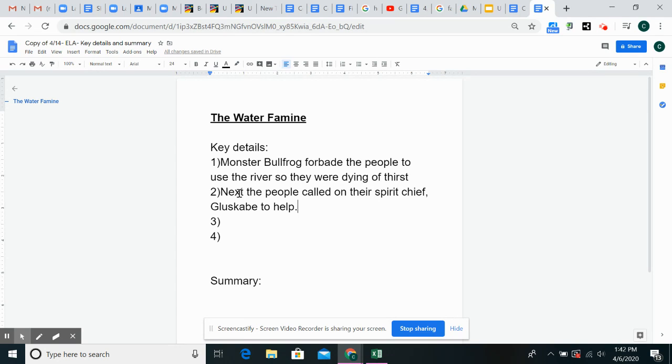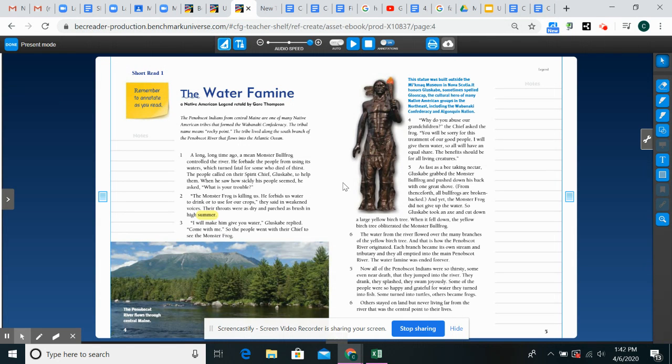Paragraph 2 describes the conversation the people have with Gluskaby. This is not a new event, so I'll keep on reading. Okay, so there's your model for keeping track of your key details as you read. Okay, hopefully this is helpful for you.